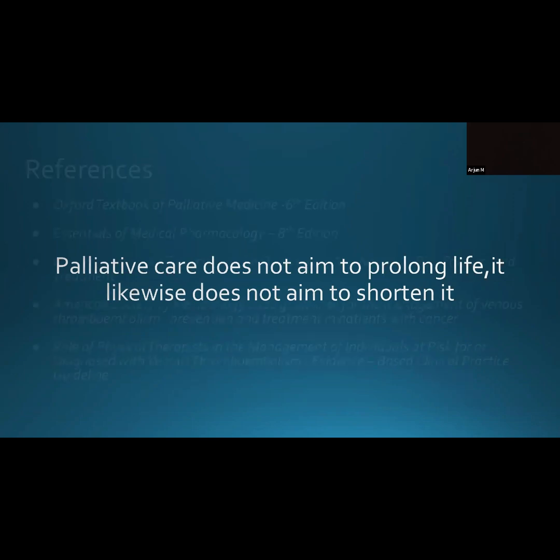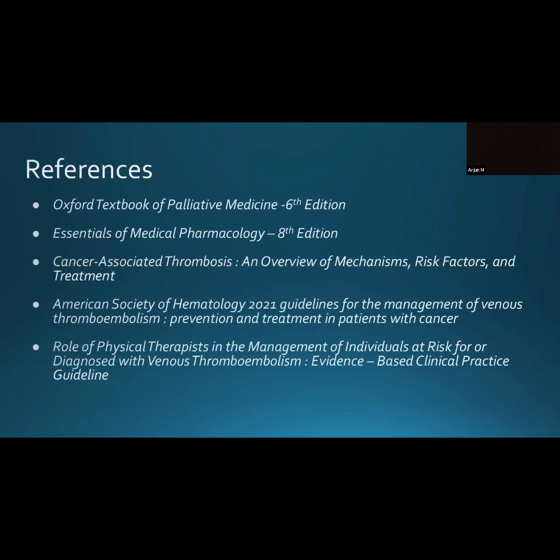the quality of life. So these are the references which I used for this presentation. One is the Oxford Textbook of Palliative Medicine, 6th edition. Then the Essentials of Medical Pharmacology. And I also went through 3 research articles. One is Cancer Associated Thrombosis: an overview of mechanism, risk factor, and treatment. The American Society of Hematology 2020 guidelines for the management of venous thromboembolism: prevention and treatment in patients with cancer, and the role of physical therapists in management of individuals at risk for or diagnosed with venous thromboembolism.